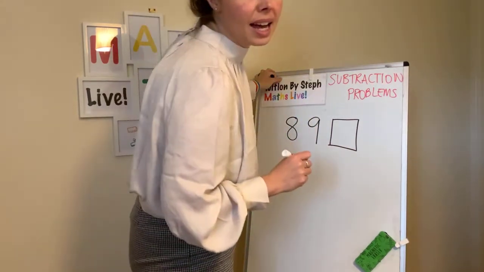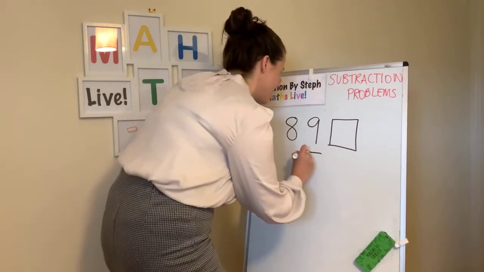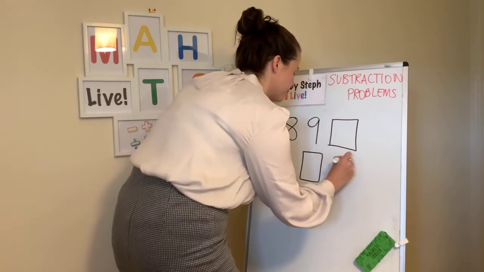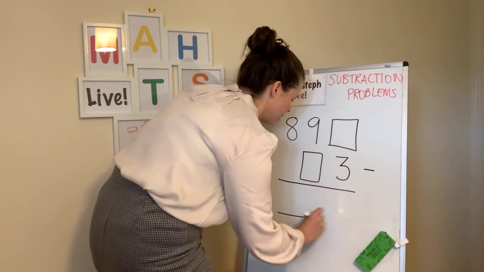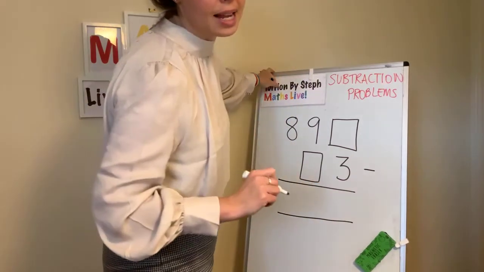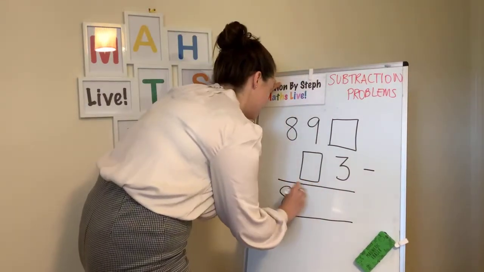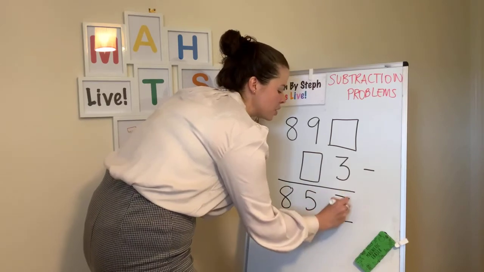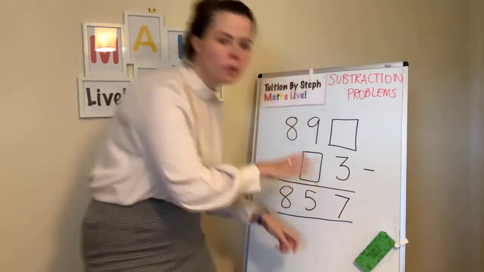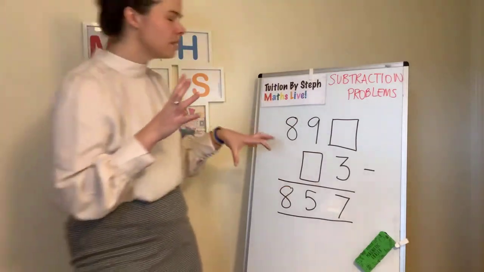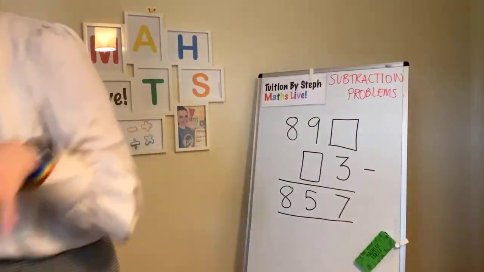Okay, and I'm going to take away 0, 3. Okay, and it's 857. So look out for those sneaky things. Do what I did during the first question. Have a go, step away, and then think, oh, does that work?